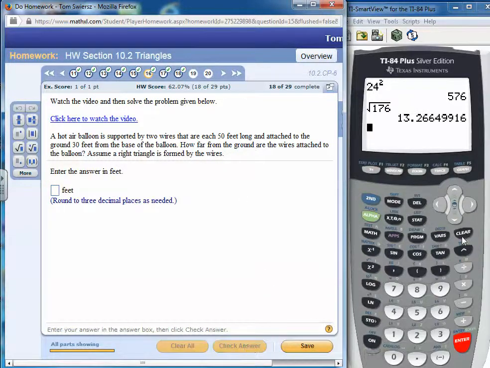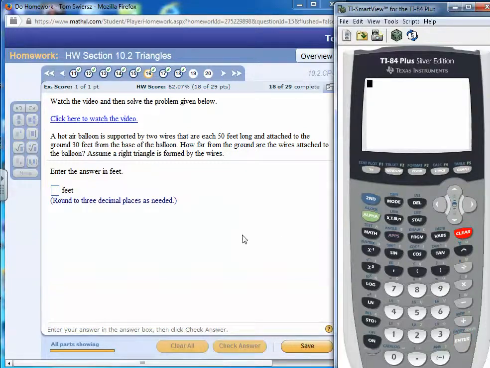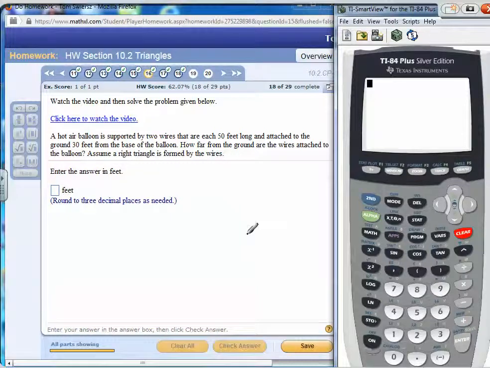Problem number 16. A hot air balloon is supported by 2 wires that are each 50 feet long, attached to the ground 30 feet from the base of the balloon. How far from the ground are the wires attached to the balloon?